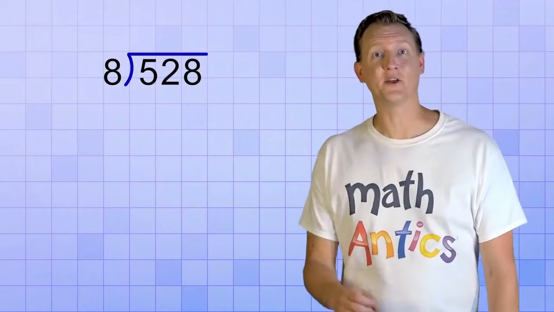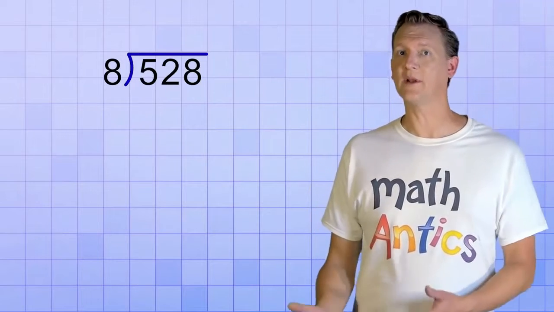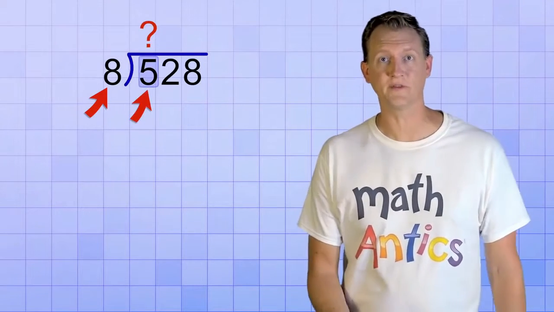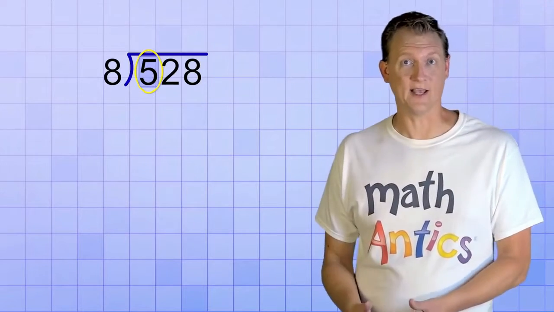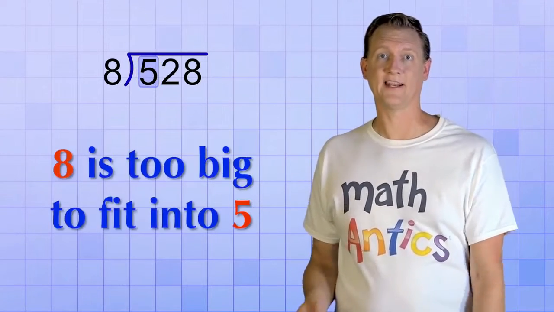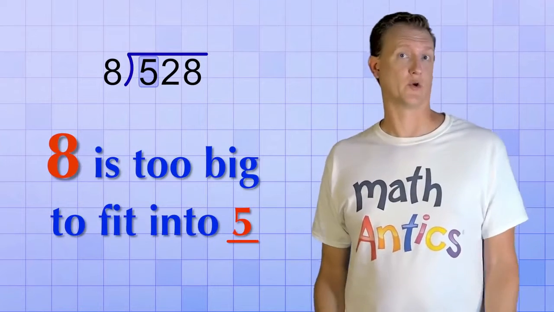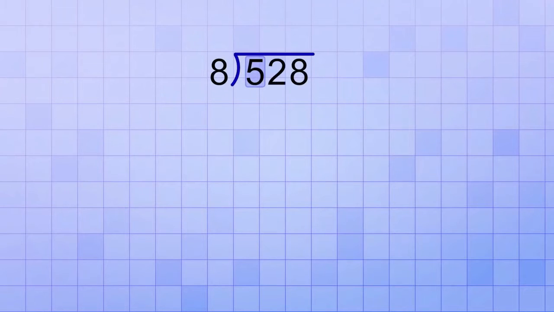And right at the start, you'll see we have a bit of a problem. When we ask how many 8's does it take to make 5 or almost 5, the answer is none. And that's because the first digit, taken by itself, is less than the divisor. 8 is too big to divide into 5. So what do we do? Well, instead of just trying to divide the first digit all by itself, let's group the first 2 digits together. If we group the 5 and the 2 together, then our first step will be to ask how many 8's will make 52.